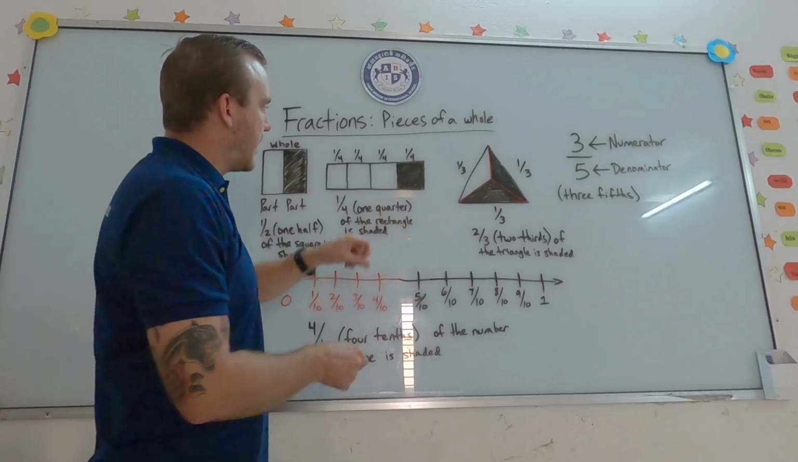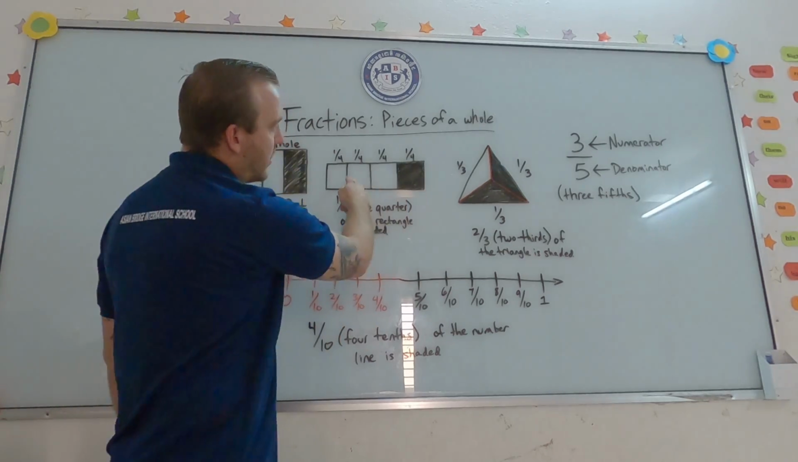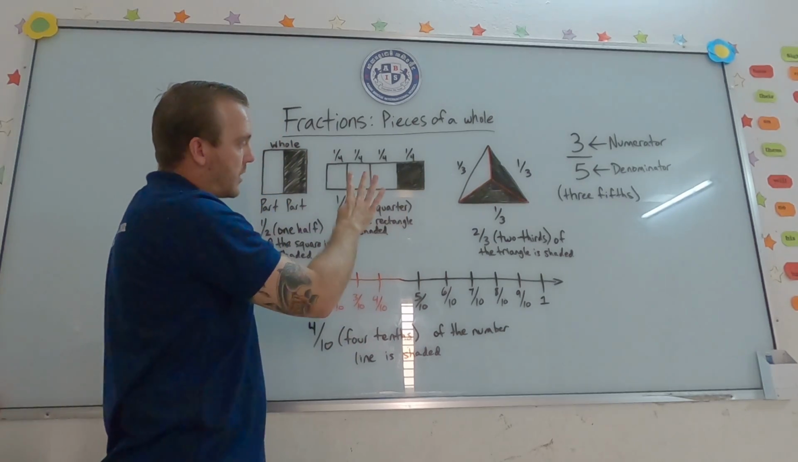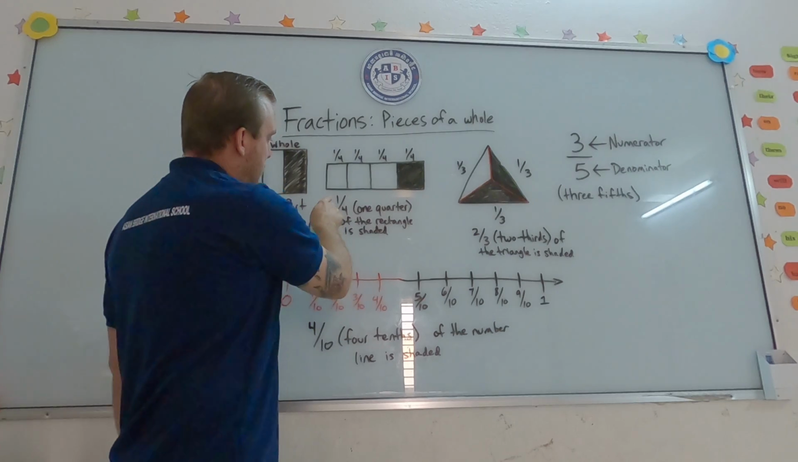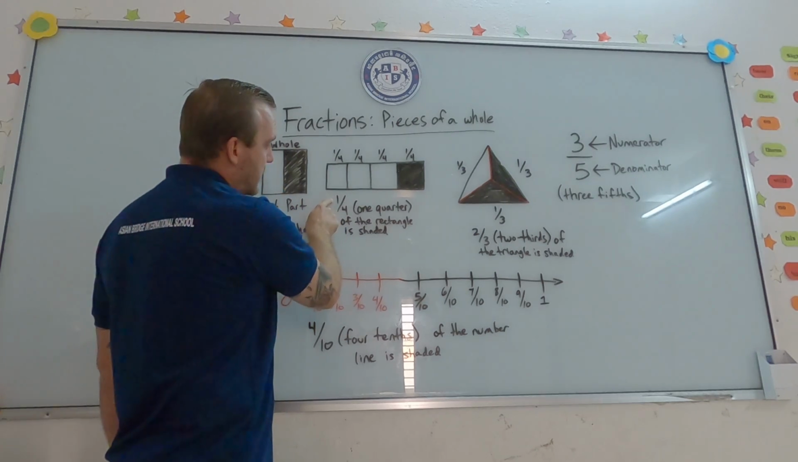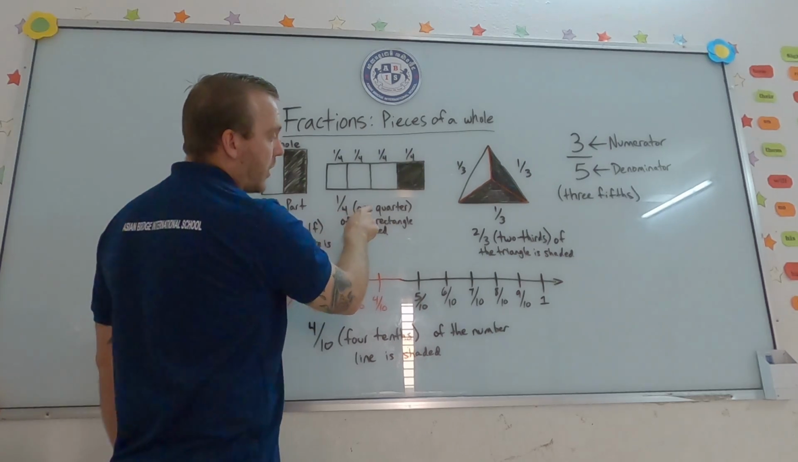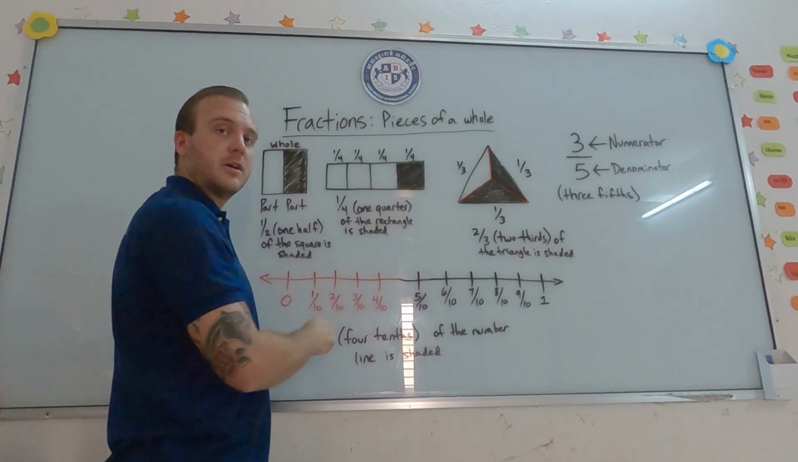Over here we have a rectangle. We've split the rectangle into 4 parts, and one of those 4 parts is shaded. So one piece of the whole, 4 parts, or 1/4 of the rectangle is shaded.